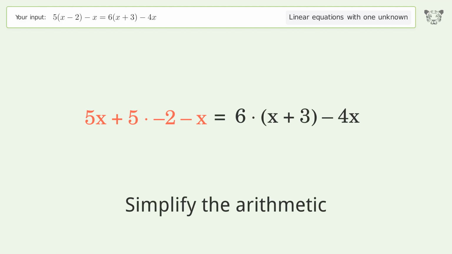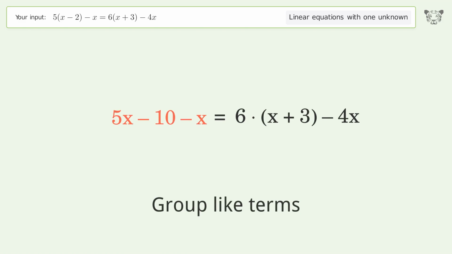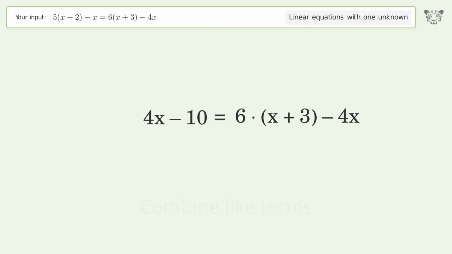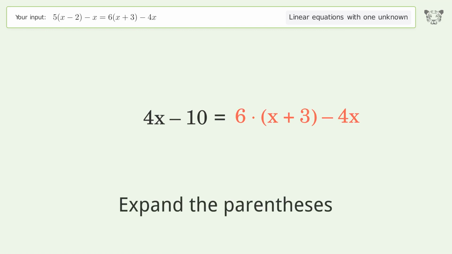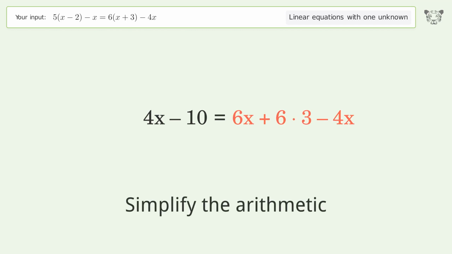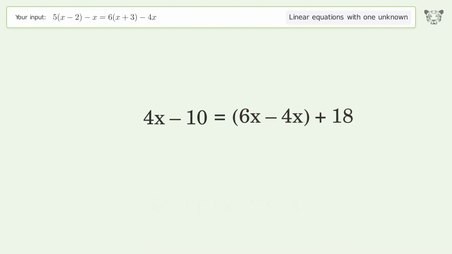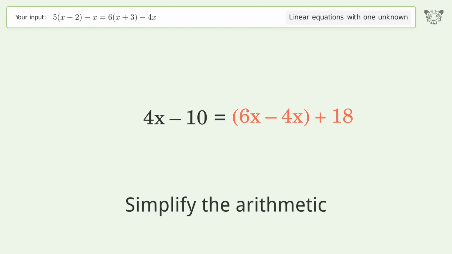Simplify the arithmetic. Group like terms. Combine like terms. Expand the parentheses. Simplify the arithmetic. Group like terms. Simplify the arithmetic.